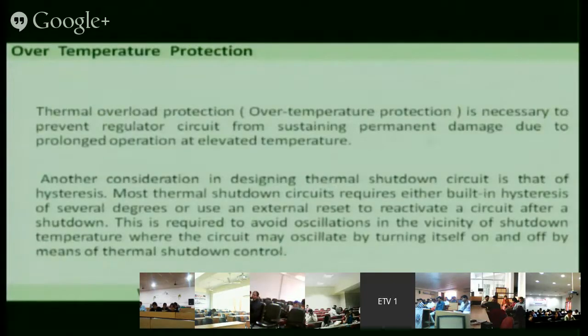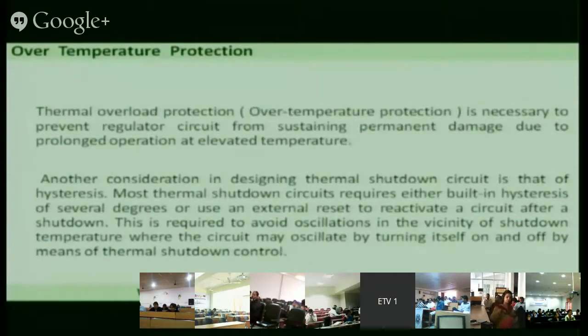Then there is a thermal overload protection. If the temperature inside the chip increases to some higher value, then also the circuit is shut down. Most thermal shutdown requires built-in hysteresis. Here in our case, if the temperature of the chip is at 140 degrees, the chip shuts down. But the question is when it should become on again. For the chip to become on again, the temperature has to fall to a certain minimum value, that is 20 degrees or 30 degrees less.